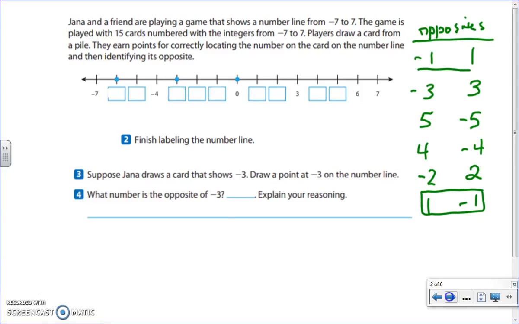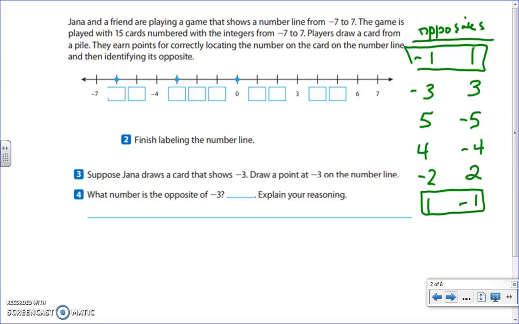You can see that -1 and 1 are opposites either way you think about it, because they're always the same distance away from 0. That works for fractions or decimals or anything. If it's 1/2, then the opposite would be -1/2.